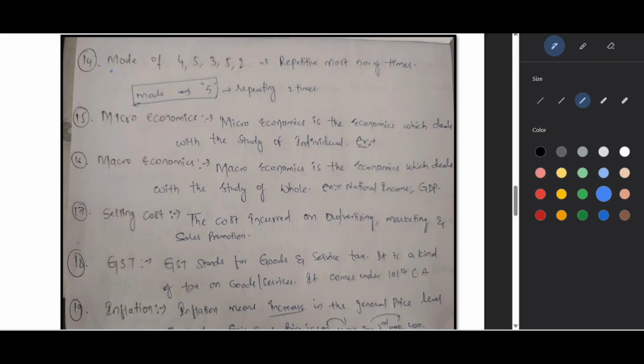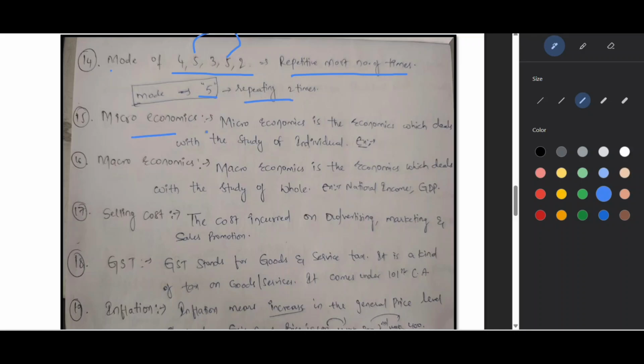Next question is mode. See, what is mode? Mode means the number which repeated most number of times in a given observation. That is called mode. So see here, the observation given is 4, 5, 3, 5, 2. In this observation, the number 5 is repeating 2 times. It means most number of times number 5 is repeating. So what will be our mode? The mode will be 5. Why? Because it is repeating 2 times.